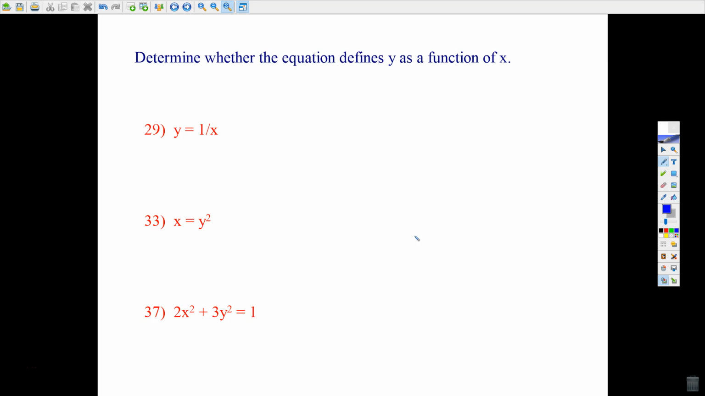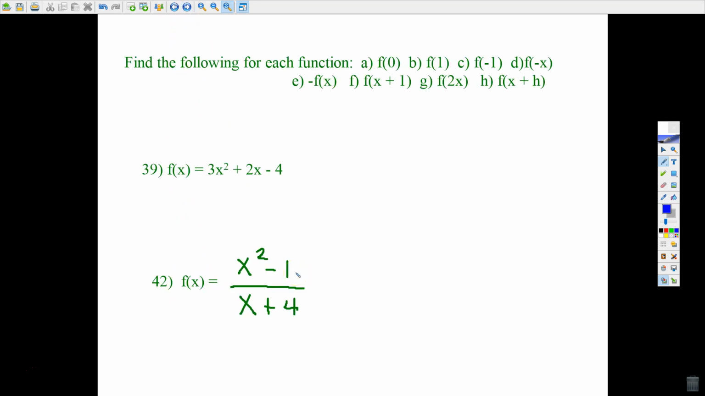Determine whether the equation defines y as a function of x. We are actually going to skip this section. So when you see, and I've eliminated it from your homework, the block of problems from 27 to 38, you can just jump over those, and we're going to get to more exciting problems.